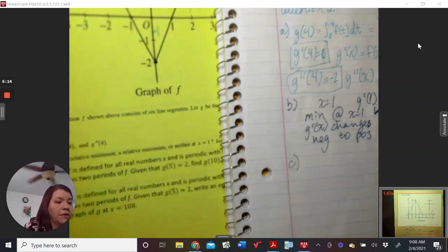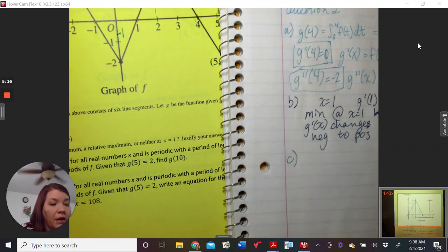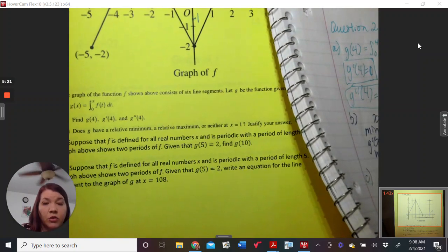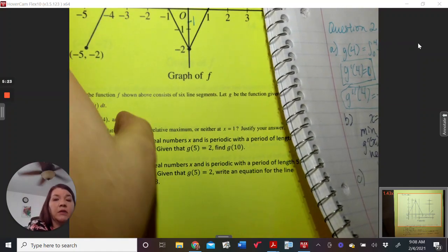Suppose that f is defined for all real numbers and is periodic with a period of length 5. The graph above shows 2 periods of f. Given that g of 5 is 2, find g of 10.